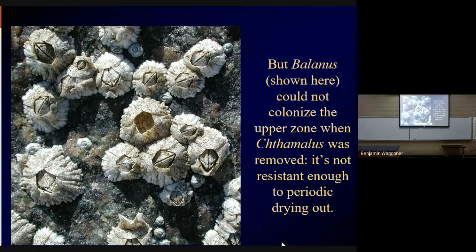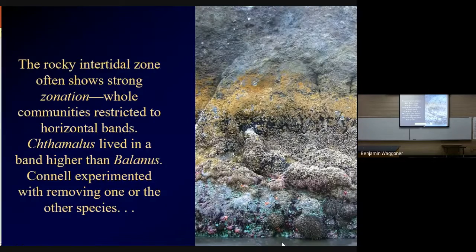However, when he removed Cathamulus, he found that Balanus could not colonize the upper zone. Let's go back to that zone picture. The critters that are living down at the bottom of that picture at the water line may only be exposed to the air for maybe an hour a day. They're not very well adapted to resist drying out. They don't have to stay out of the water for very long.